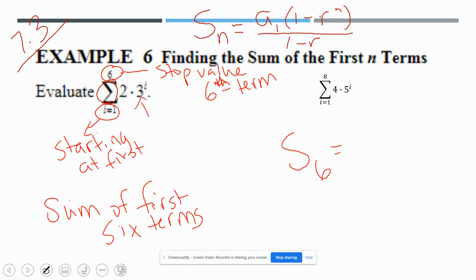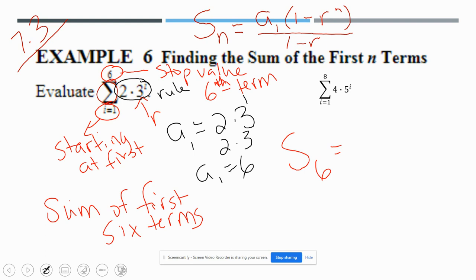We know that this 3 is our R value, but we don't necessarily know what our first term is. So before I can use my formula, I have to find the first term. Remember, this is our rule. This is how we find things. So our first term, we would find by doing 2 times 3 to the first power. Remember, we do exponents first, so 3 to the first power is 3. 2 times 3 is 6. So our first term is 6.